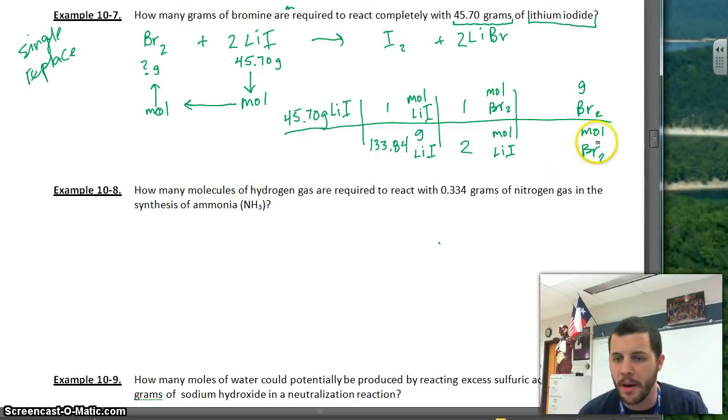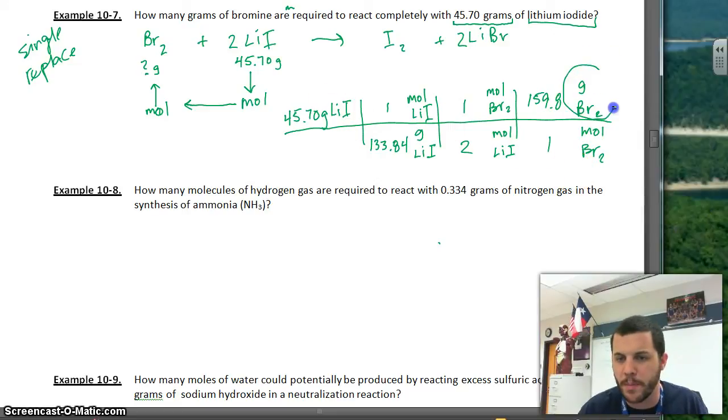Okay, now I've got moles of Br2 compared to grams of Br2. So 1 goes with moles, and bromine is 79.90 times 2, 159.8 grams of bromine is the same thing as 1 mole of bromine. Okay, so now my T-chart is set up.